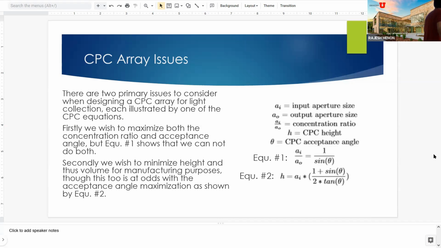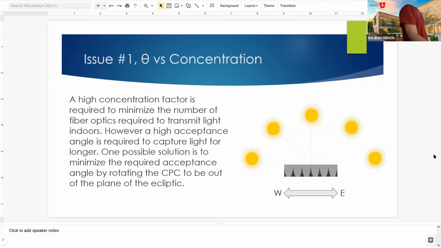However, these are at odds with one another, as we want the highest possible concentration factor, the highest possible input angle ranges, and the lowest possible height, each one of which is at odds with every other measurement. So if you could go to the next slide, Chauncey.